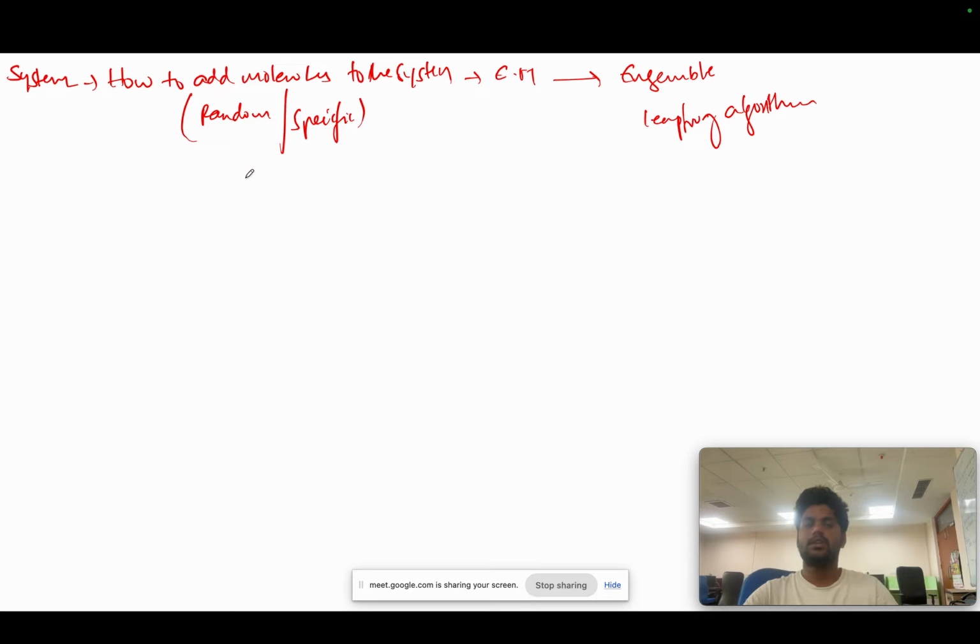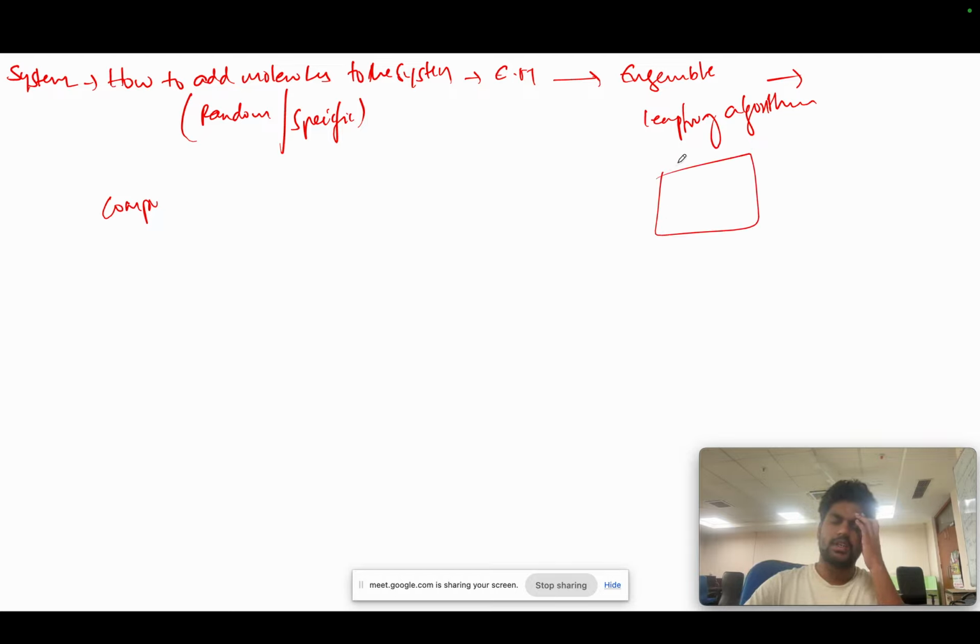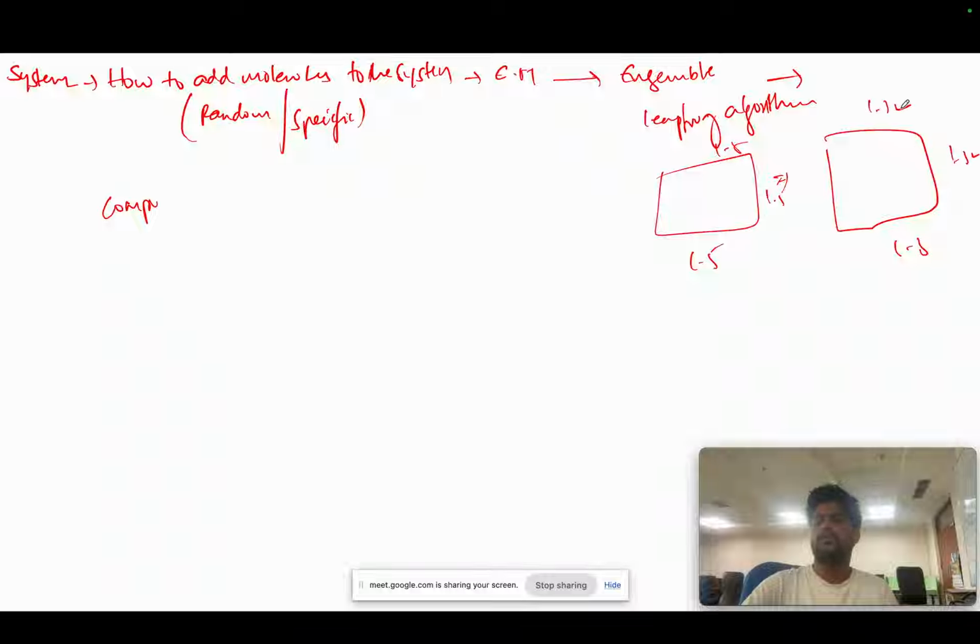Okay, so this is all fine, but how can you define the molecule to the system? To the computer. So after this, you will get, suppose if you are using NPT, it means you are running the system at constant temperature and pressure. So obviously this will change. Suppose if it is 1.5, 1.5, 1.5, this will come as 1.32, 1.32, 1.32.